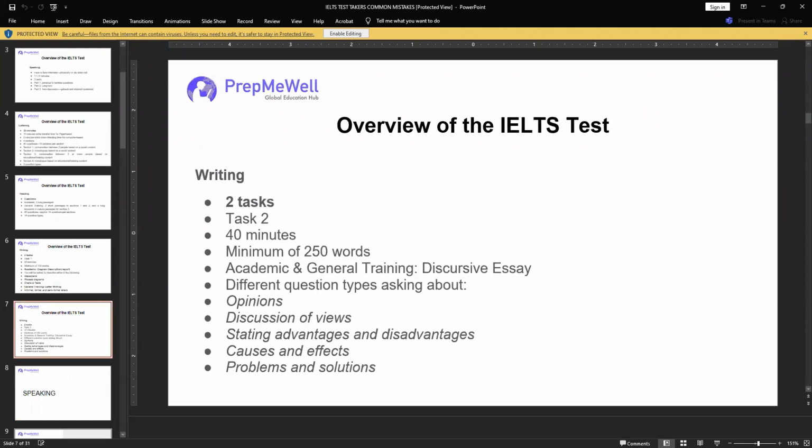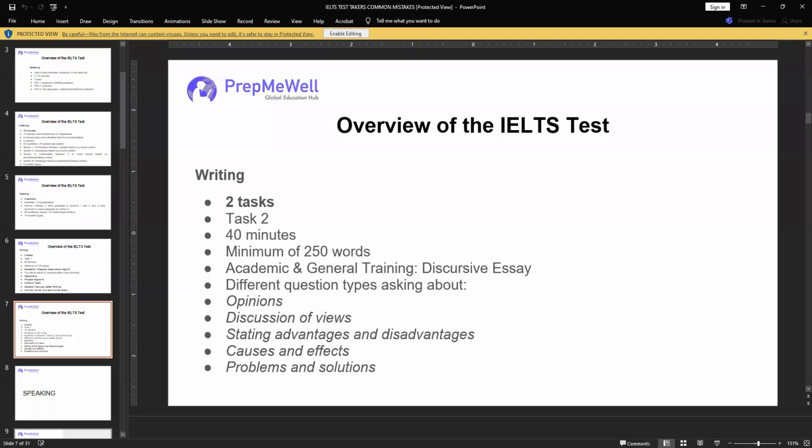All right. So for task 2, now I just explained for task 1 that you're expected to spend 20 minutes and to write a minimum of 150 words. For task 2, you have 40 minutes. You have to spend 40 minutes, and you have to write a minimum of 250. So don't go below the word count. Make sure that you write exactly 250 or 150 or above, right? Don't go below the word count.